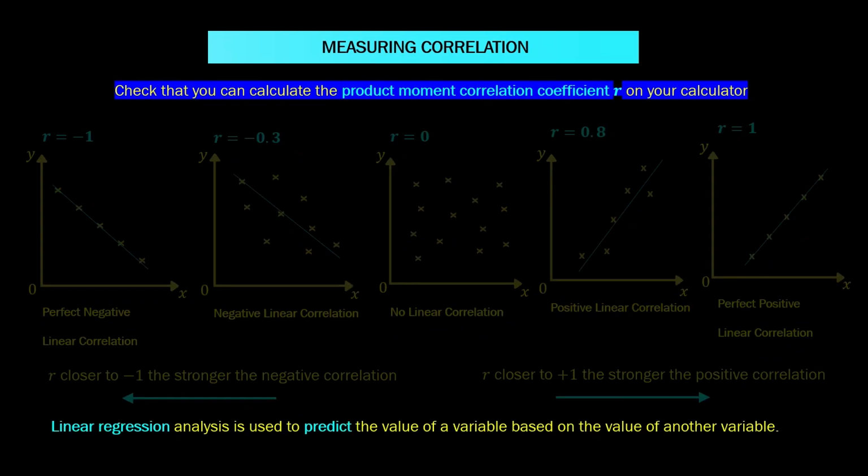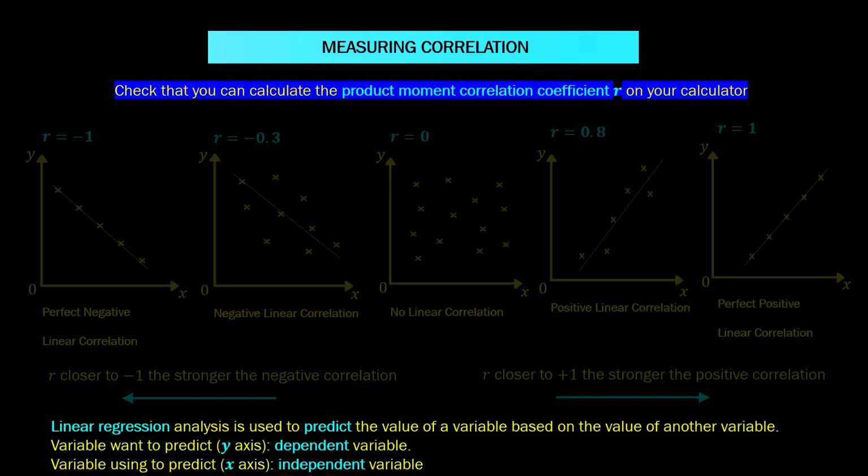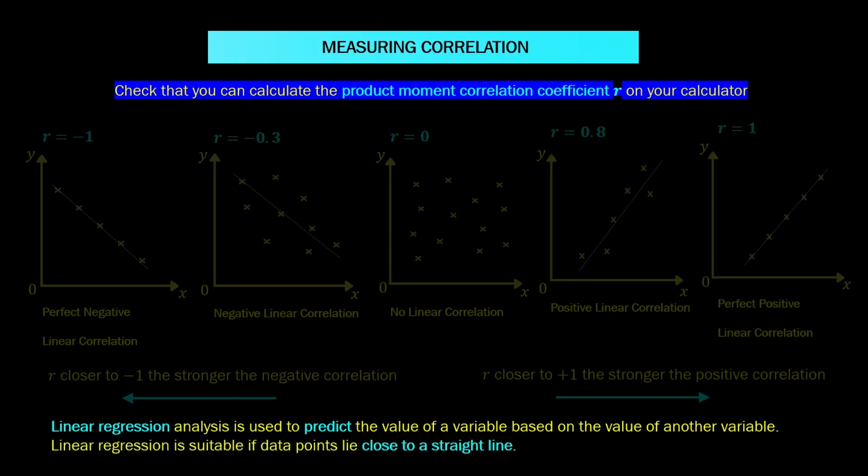Linear regression analysis is used to predict the value of a variable based on the value of another variable. The variable we want to predict is put on the y-axis and is called the dependent variable. And the variable we use to predict is placed on the x-axis and is called the independent variable. Linear regression analysis is suitable if the data points lie close to a straight line.